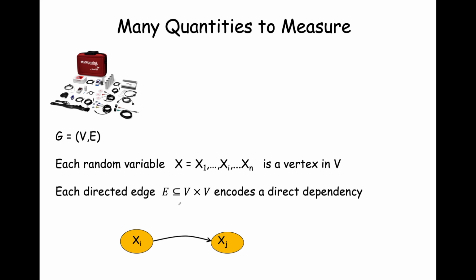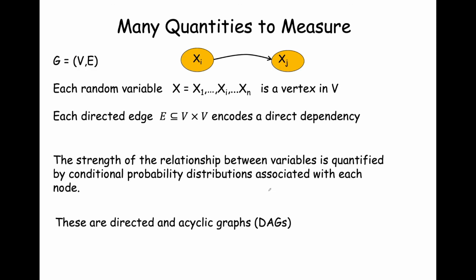And so each random variable is a vertex, and each directed edge encodes a direct dependency. And so here we have a graph fragment, and the strength of the relationship between two different variables is going to be quantified by these conditional probability distributions. They're associated with each node. And so when we construct all of these dependencies, we're going to get a graph. Specifically, we're going to get a directed acyclic graph.